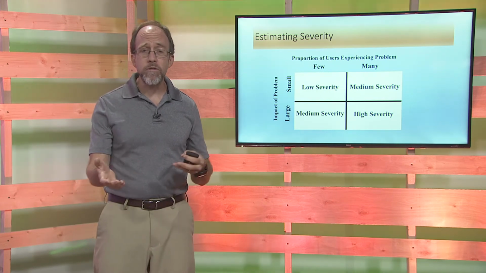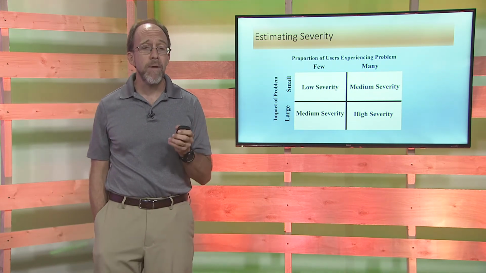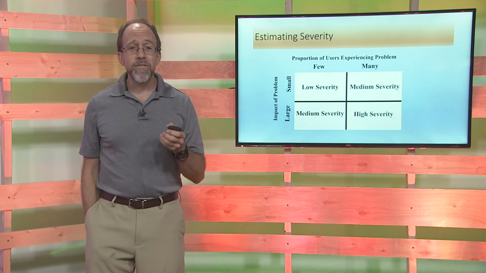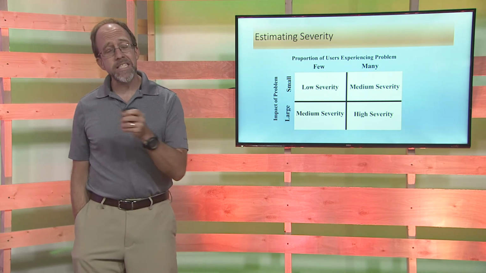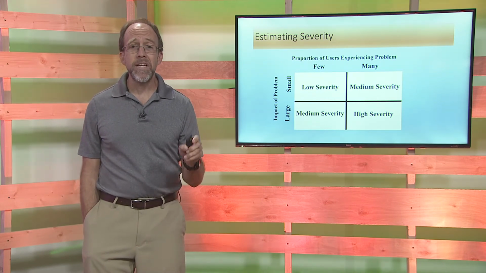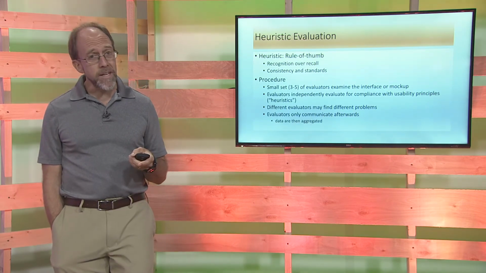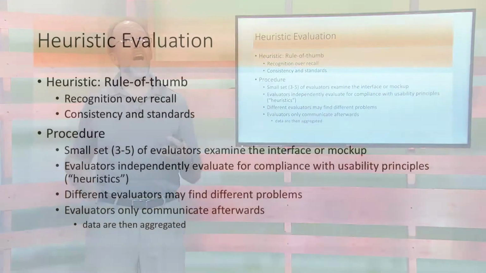And when you're working with users, that's something that you will definitely be doing, looking at the severity of the problems that come up. Obviously, if the users can't even get into the system because they won't click on the one button there, it was a severe problem that needed to be solved, but it was solved. Now, we're going to go through some other techniques like heuristic evaluation.